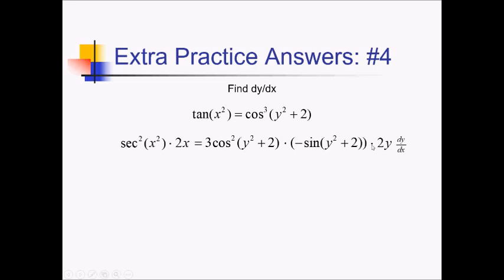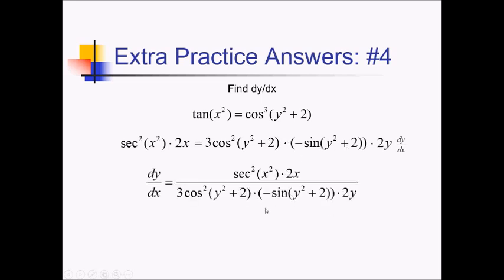All of this stuff on the right side of the equation is being multiplied by dy over dx. So to get dy over dx by itself, we just have to divide by everything that's not dy over dx on the right side of the equation. So we're going to end up with secant squared of x squared times 2x, divided by all of this stuff, 3 cosine squared, negative sine of that stuff, 2y, all of it moving down to the denominator here.